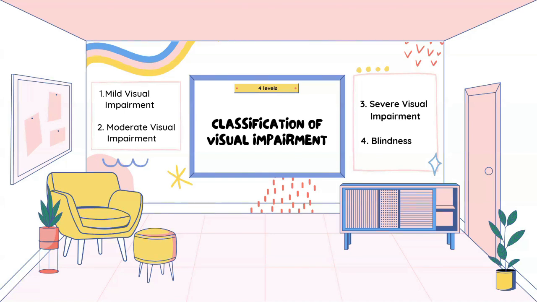The fourth level is blindness. This is the most severe form of visual impairment. So the person is unable to perceive light or has extremely limited vision. For example, a person with blindness may rely entirely on braille, auditory cues, or mobility aids to function in daily life.